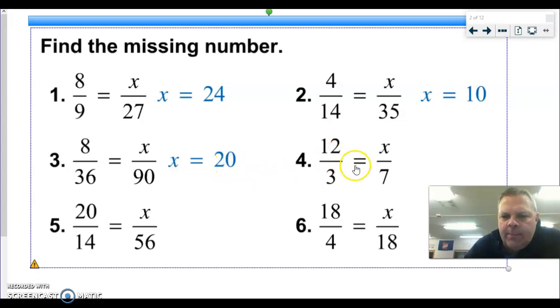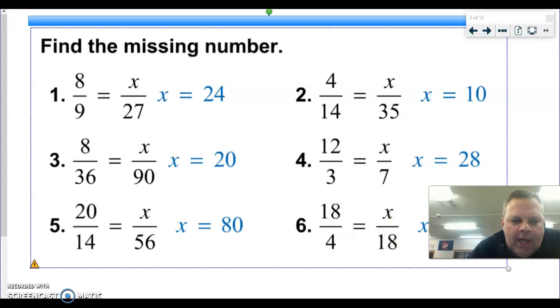In this one, I'm going to get 3x is equal to 84. Divide by 3, and I will get 28. 14 times 4 is 56, so 20 times 4 will give me 80. And in my last one, 4x is equal to 81 when we divide by 4.